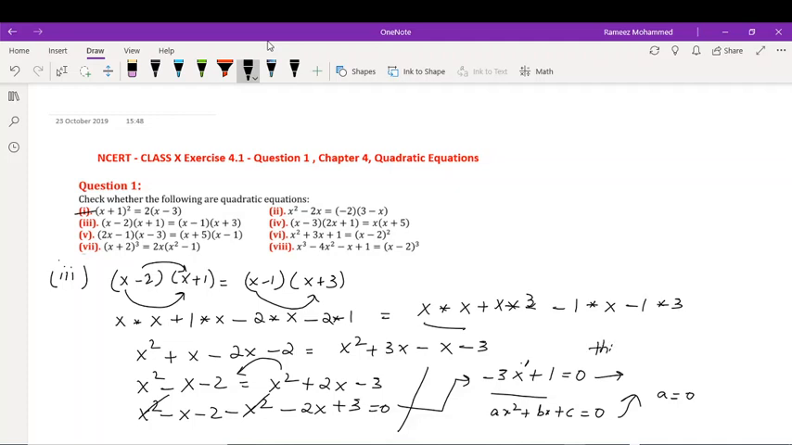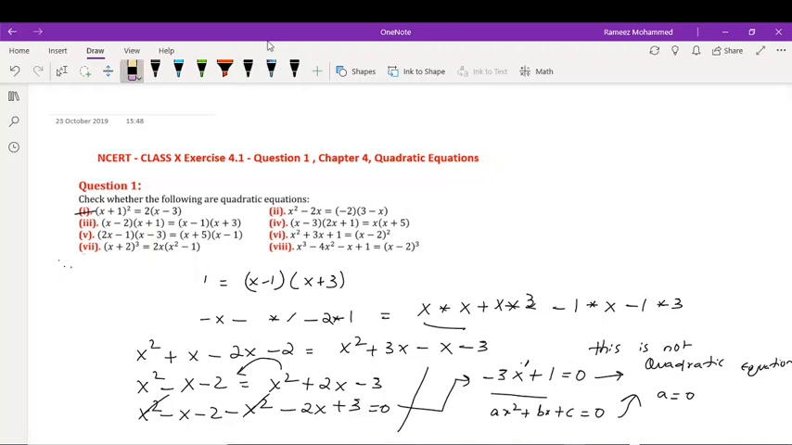So this is not a quadratic equation. See, these questions will be asked in MCQs and all. So it's always better to have a basic understanding about what a quadratic equation is, and what statements could be quadratic equations. That's the reason I made a simple video on these questions.